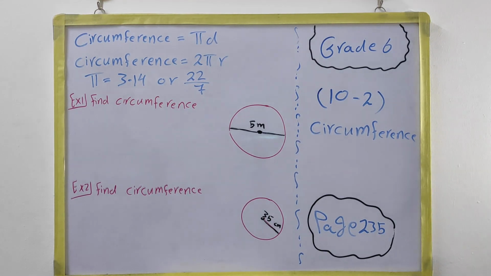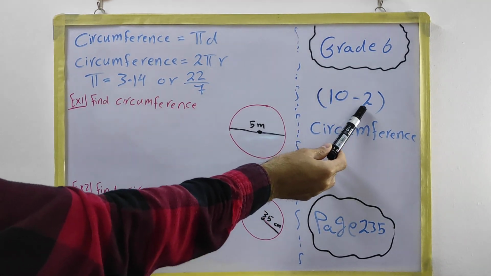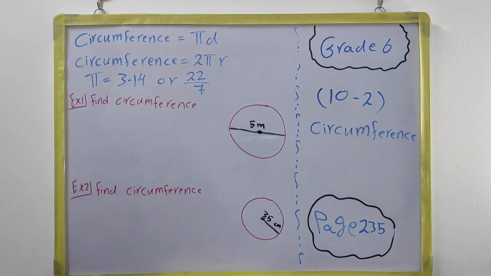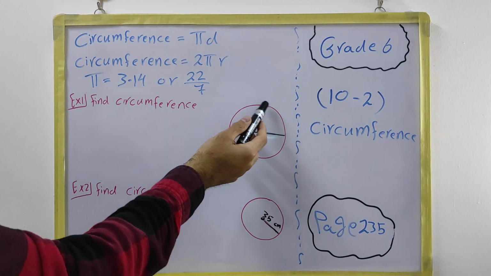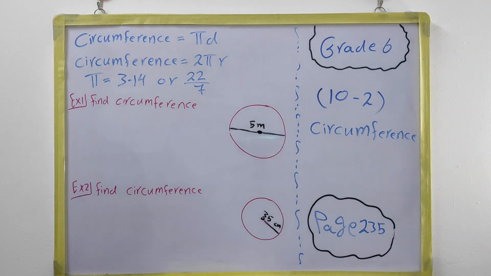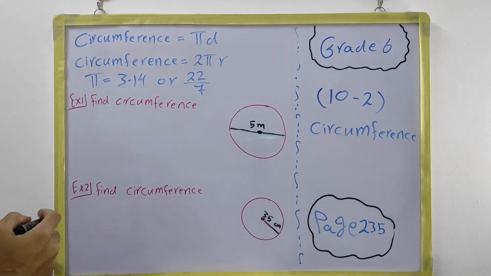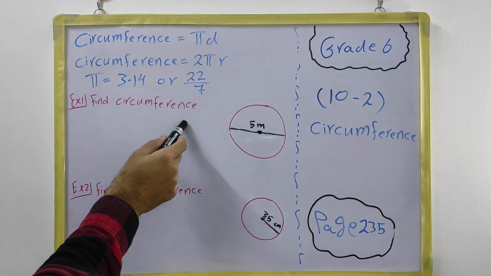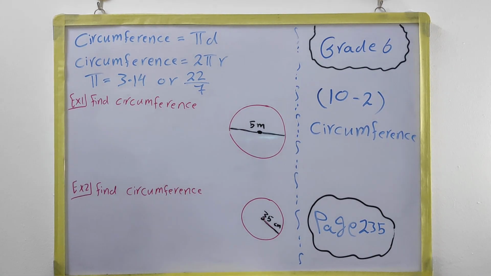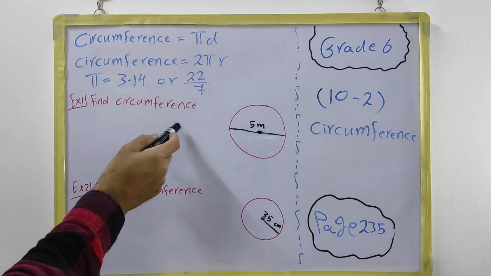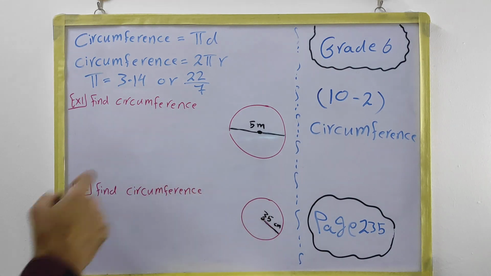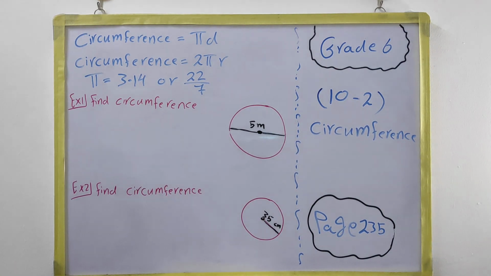Hi everyone, in this video for grade 6 we have 10.2, which is about circumference of circles on page 235. By circumference, we mean the distance around a circle. In the other lesson 10.1 we studied perimeter, which is the sum of the lengths of the sides of a polygon. Polygons, we said, are shapes composed of sides. In that one we called it perimeter, the distance around the shape. Here we call it circumference, the distance around the circle.